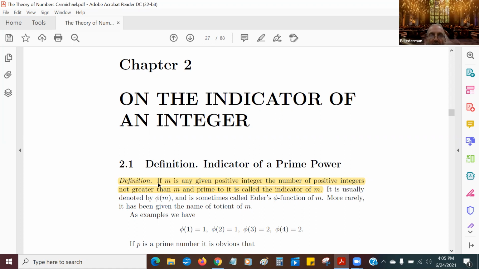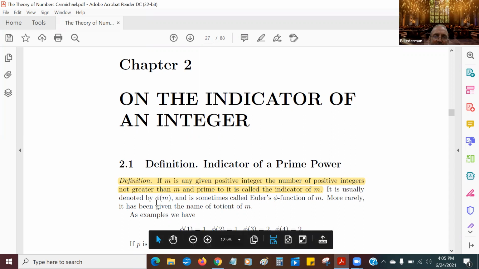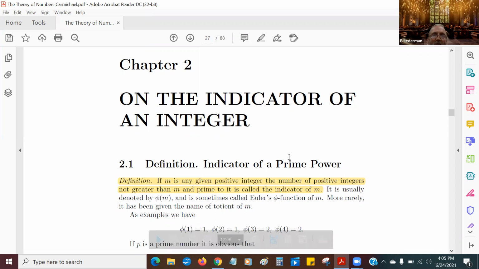Chapter two talks about the indicator of an integer. Indicator is the famous phi function, which is that if m is any positive integer, the number of positive integers not greater than m, that means less than or equal to m, and prime to it is called the indicator of m. It's usually denoted by the letter phi, and it's often called Euler's phi function. It's interesting that the textbook is using a capital phi. I'm actually used to seeing it with a small phi.